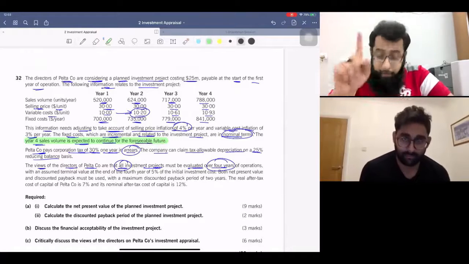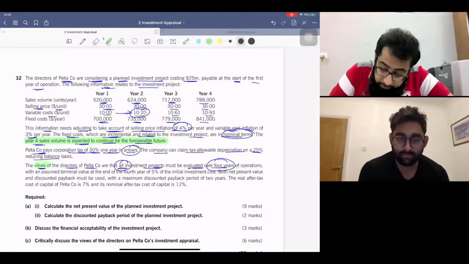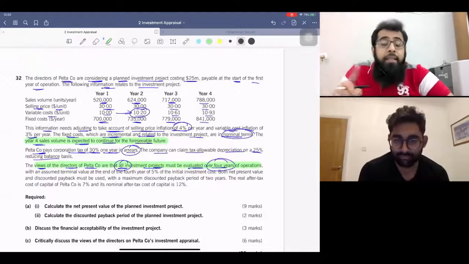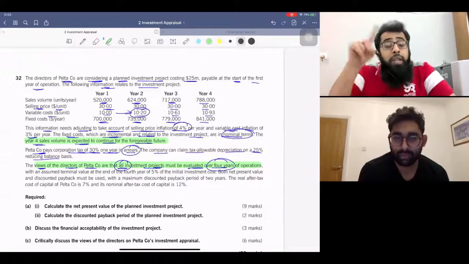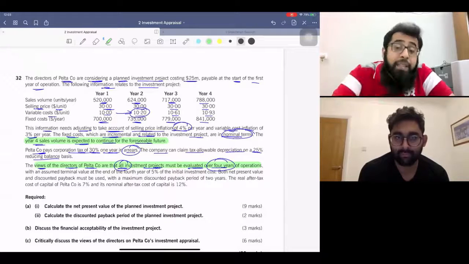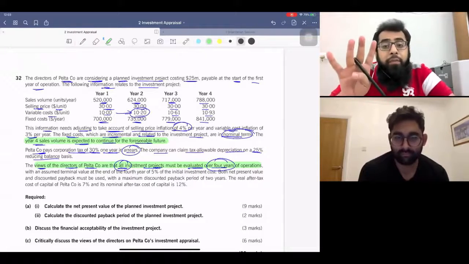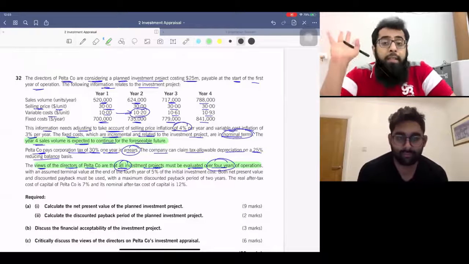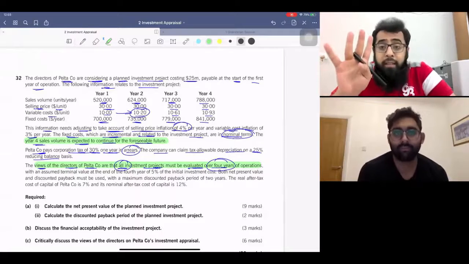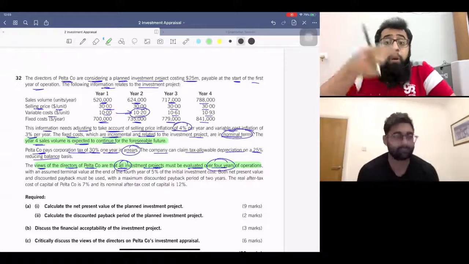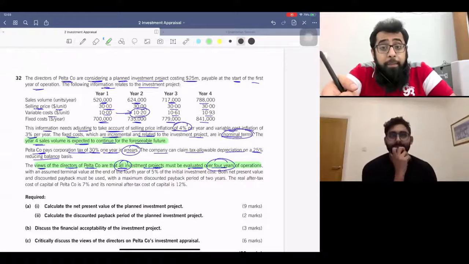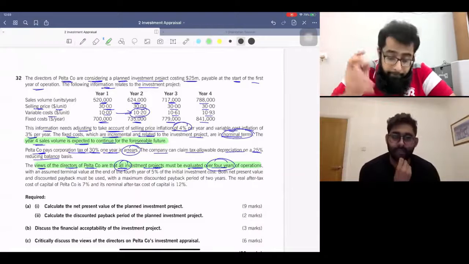But read this, what the director says. The director says that they want to evaluate only 4 years. The project will continue till perpetuity, but the directors only evaluate it till the 4 years. So we will not consider perpetuity. We will only consider till 4 years. Right, got it. Okay, we have to listen to what the directors are saying.